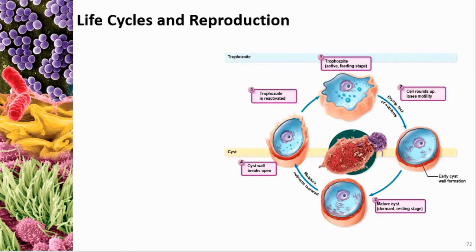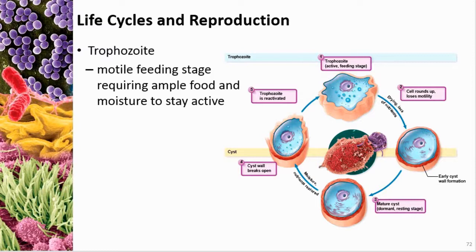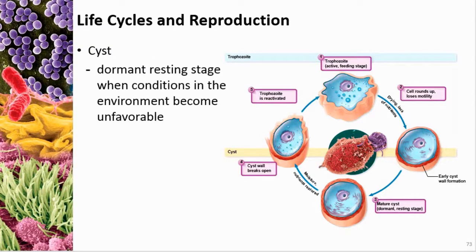So this picture right here shows the formation of a cyst. So the first phase of the life cycle of a cyst forming amoeba is called the trophozoite. So it is the stage in which it can move. This is the stage that has to have a lot of food, has to be moist, and once those conditions are no longer present, that's when we begin to create a cyst. So the cyst is the dormant stage that forms, as I said, when conditions aren't favorable.